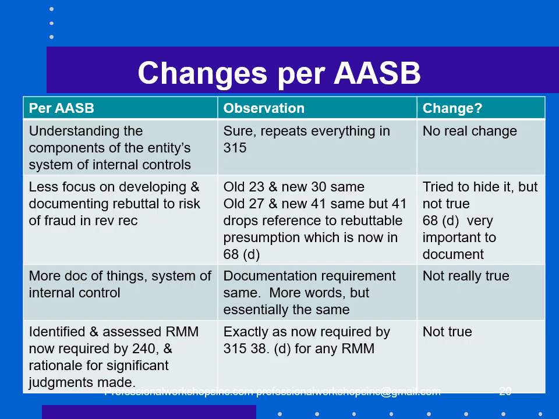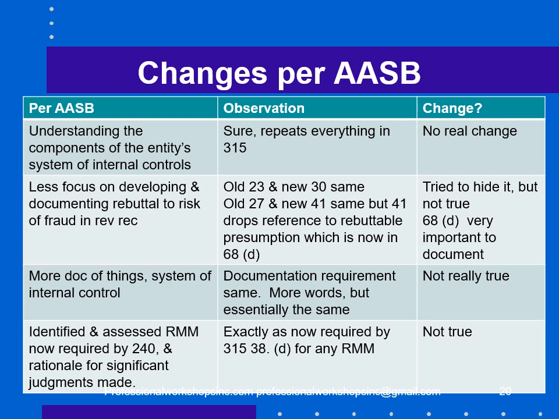Old 23 and new 30 are the same. Old 27 and new 41 are the same, but paragraph 41 drops the reference to the rebuttable presumption, which is now in 68D, which is a shell document section.